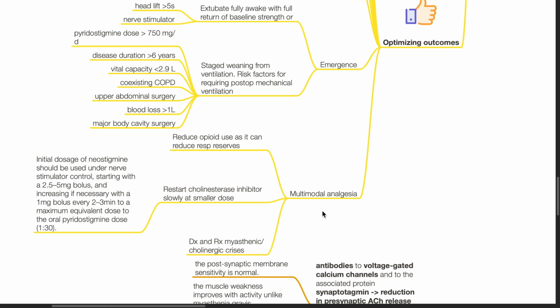Multimodal analgesia should be employed. Reduce opioid use if possible, as it can reduce respiratory reserves. Restart cholinesterase inhibitors slowly at smaller doses. The initial dosage of neostigmine should be used under nerve stimulator control, starting with a 2.5 to 5 mg bolus and increasing if necessary with a 1 mg bolus every 2 to 3 minutes to a maximum equivalent dose to the oral pyridostigmine dose. Watch out and treat for myasthenic and cholinergic crisis.